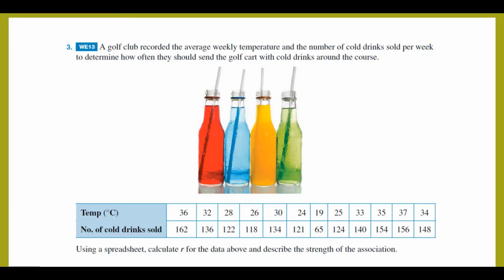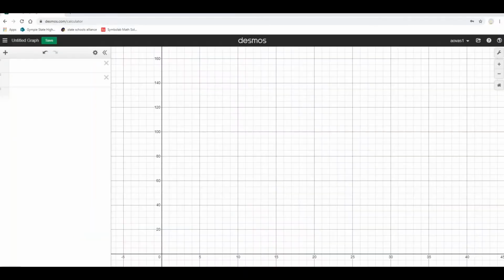So for our example in this, we're going to use a question out of the textbook, question 3, where we've got the temperature of each day and the number of drinks that were sold. The question asks us to calculate the R value for the data above, but we're also going to plot it and also find the R squared value.